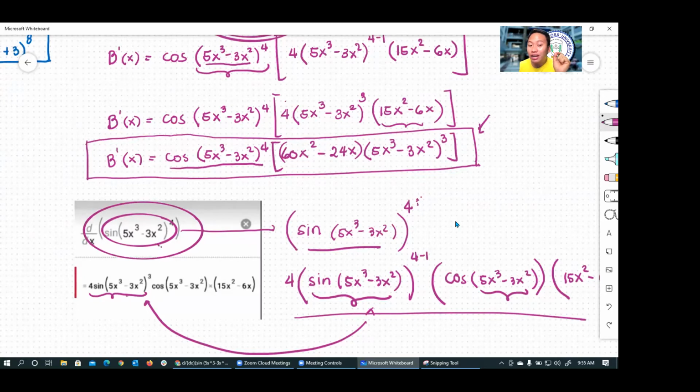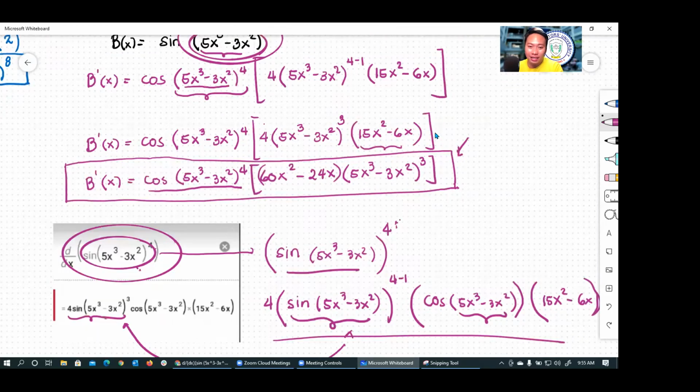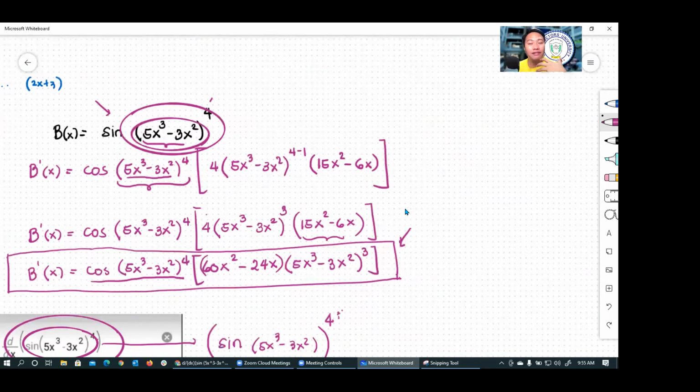Your interpretation is good, guys. Supposedly the software should not interpret this as this. If we are strict about what Symbolab or Photomath wants, the given should be written like this: 5x cubed minus 3x squared, raised to the power of 4. That's how it should be written.